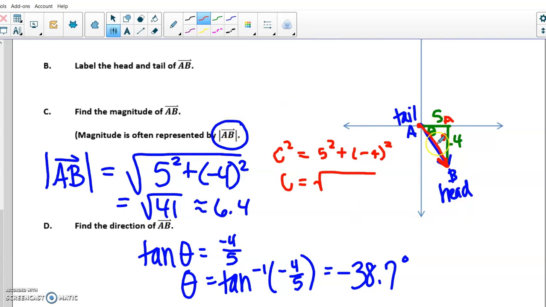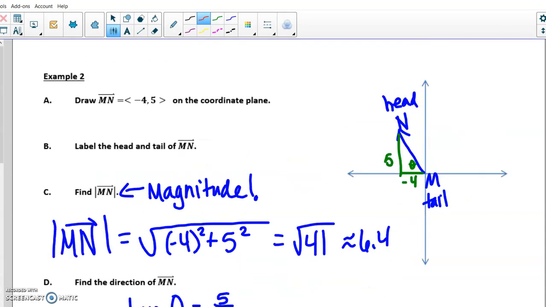Because you're going down. So you're measuring away from the horizontal. It's going down -38.7. If you added 360 to that, you could technically say what the positive version is, or going the other way, that is 320 degrees. All right, next example, 321.